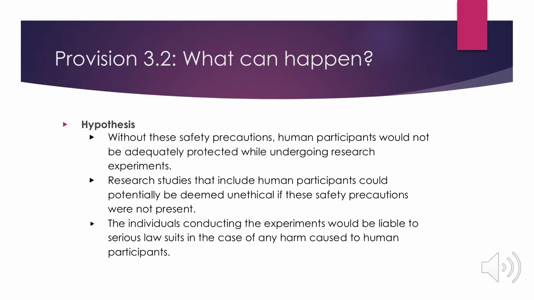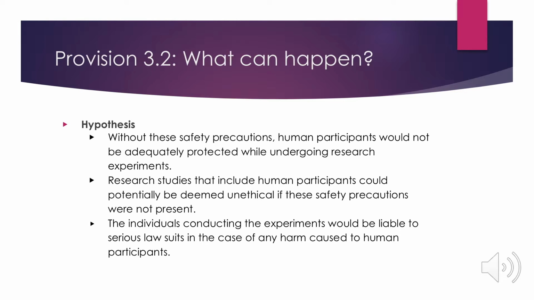Provision 3.2. So what can happen? What could be a potential outcome if these protections were not put in place? Well, first and foremost, human research experiments would be much more forbidding for the human participants. This in turn would make it more difficult to find humans who would agree to participate in such studies.